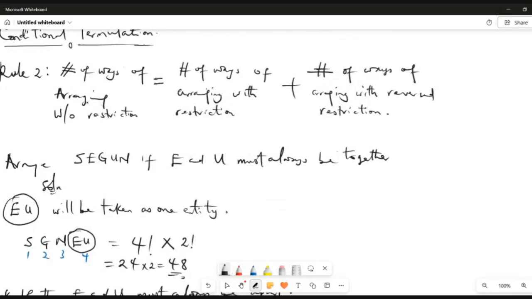Number of ways of arranging without restriction is equal to the number of ways of arranging the schedule if E and U are always together, plus the number of ways of arranging the schedule if E and U are always apart. Now, without restriction, we got 120. When they're always together, we got 48. It means if you want to get this, you just subtract 48 from 120 and you get your answer.